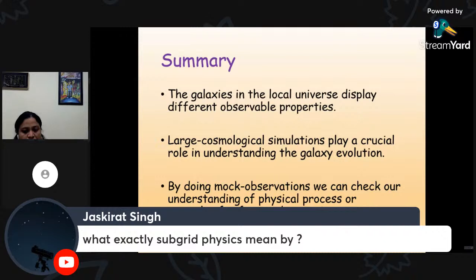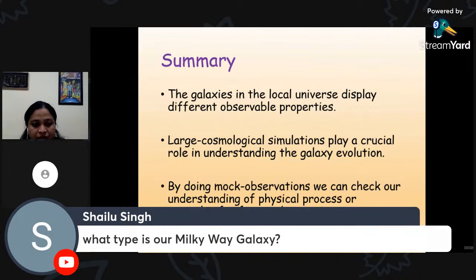So I hope, Jaskirat, you got the clarification. In case you would like to ask anything, feel free to drop your query inside the chat. So the next question we'll be taking is from Shailu Singh. What type is our Milky Way galaxy? I think she would like to know in which category of type our Milky Way galaxy falls.